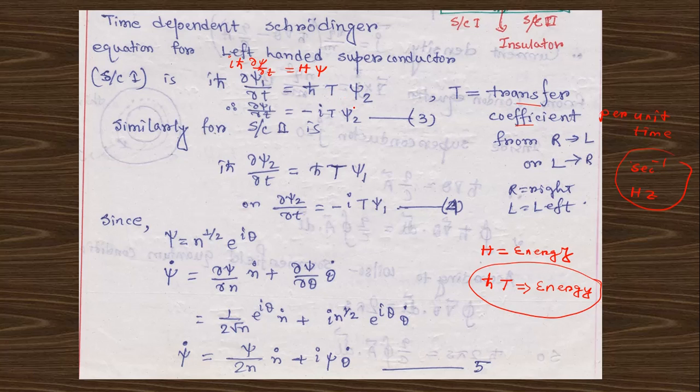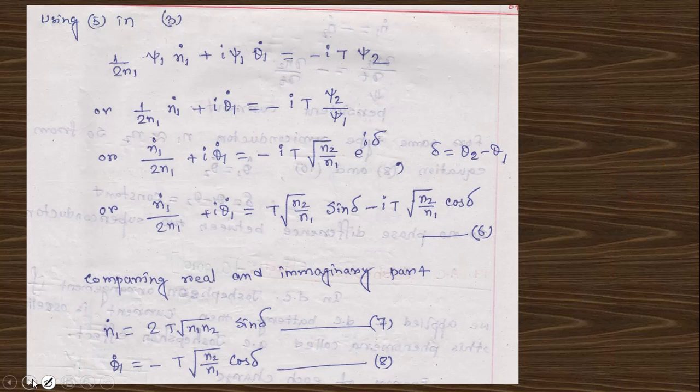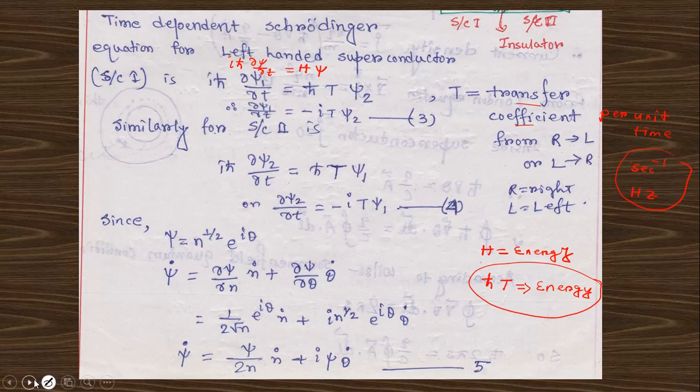Clear? And the transfer is towards psi 2, that's why it is written as this. So H cross T is an energy term, and the psi will be psi 2 because it's transferred to the other side. Clear? Similarly for superconductor 2, you can write H cross T psi 1. This is psi 2, this is psi 1, and this is also written as this. This is a true equation. And since psi equals this, we can take the partial derivative of this psi easily and put this derivative in those two equations 3 and 4.